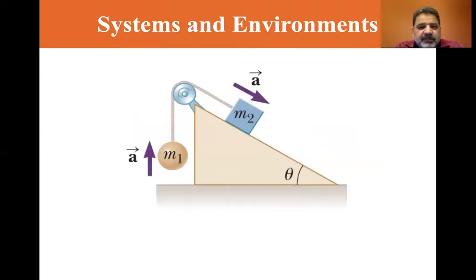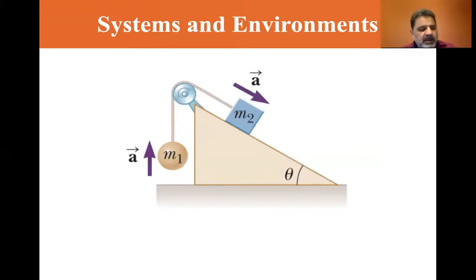Influences from the environment include the gravitational force on the ball and the block, the normal and friction forces on the block, and the force exerted by the pulley on the cord. The forces exerted by the cord on the ball and the block are internal to the system, so they're not included as influences from the environment. So this is an example of a system.